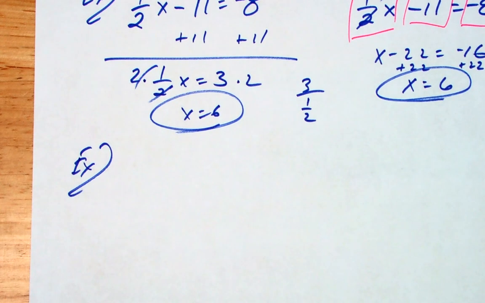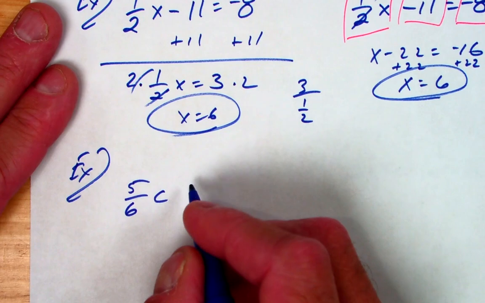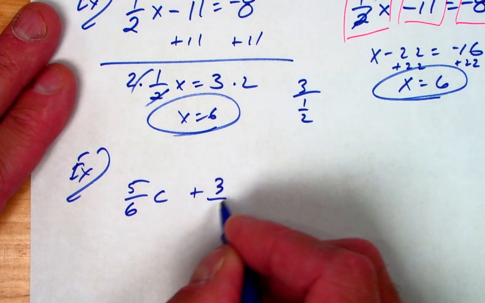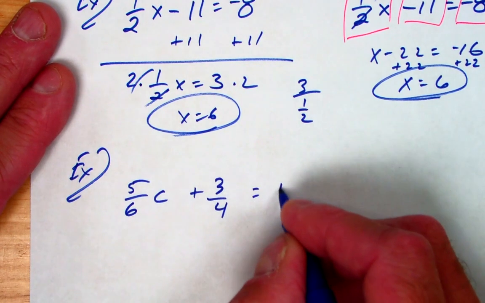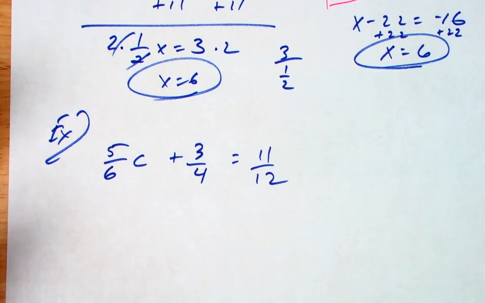I'm going to go ahead and give you this equation. 5/6 c, give yourself some room, plus 3/4 is equal to 11/12. Okay? The first thing we got to ask ourselves is, what is a number that 6, 4, and 12 go into? 12. So that is my least common multiple of 6, 4, and 12.